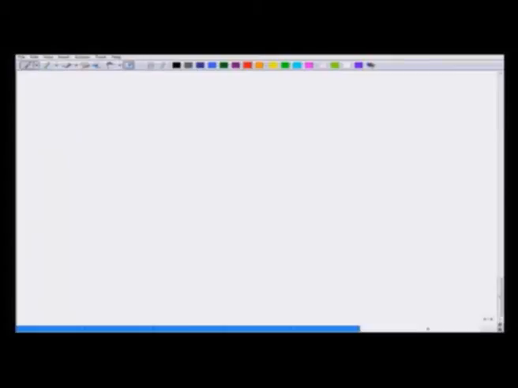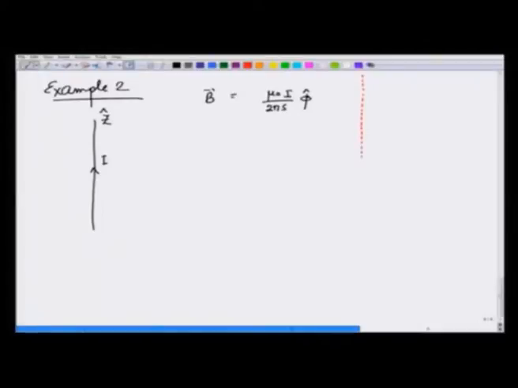Let me take another example, that of a current carrying wire. A current carrying wire, long wire that carries a current I. In this case, we have already calculated B. If I take this direction to be the z direction in which the current is going, B is nothing but mu naught over 2 pi s I in the phi direction. Again, by analogy with the current producing a magnetic field, let me draw it on the right side of your screen.